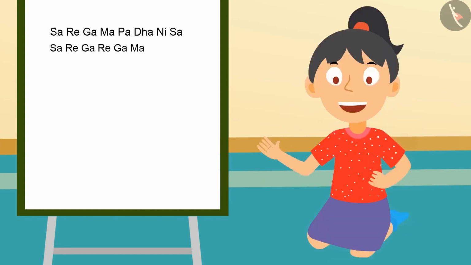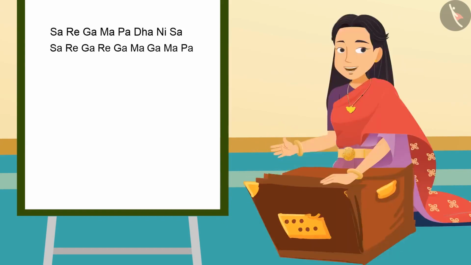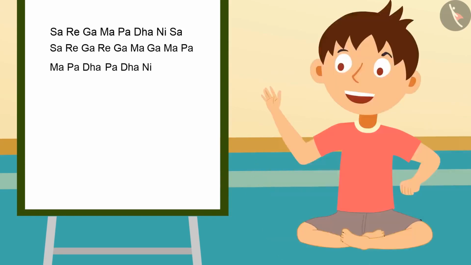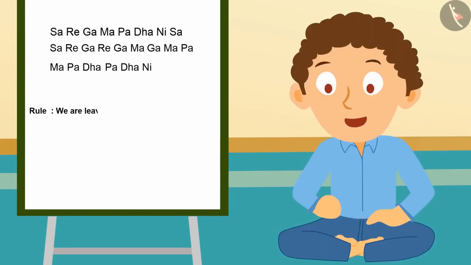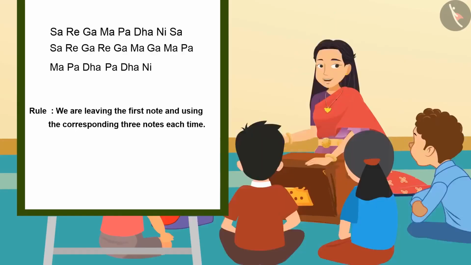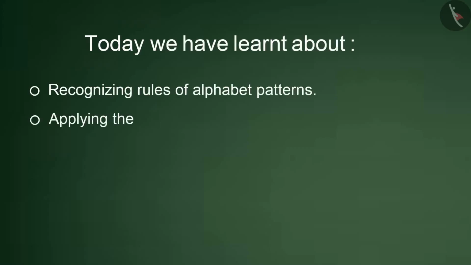Re, ga, ma. I will say after this, ga, ma, pa. Wow. Ma, pa, dha. Wow. Pa, dha, ni. Very good. So, what is the rule of this pattern? We are leaving the first note and using the corresponding three notes each time. Very good. So, kids, today we have learnt about recognizing rules of alphabet patterns and applying the recognized rule to continue the pattern.